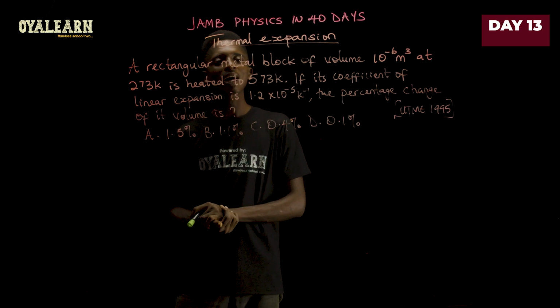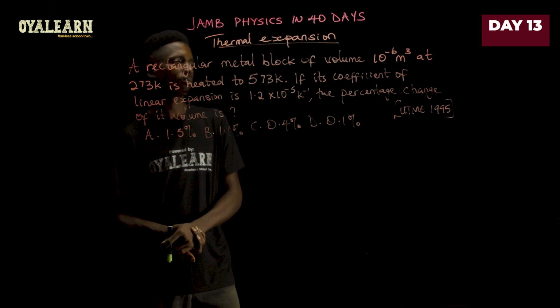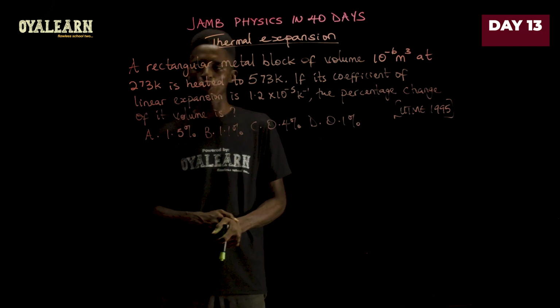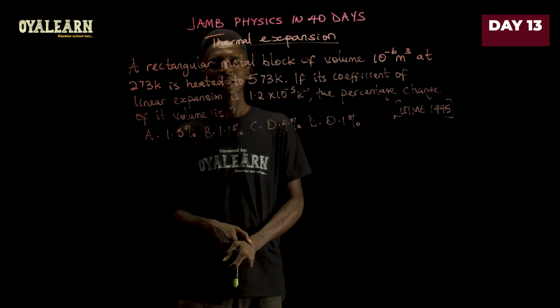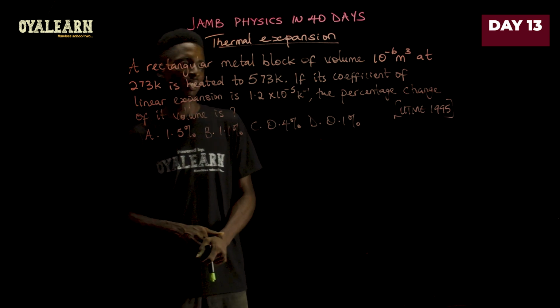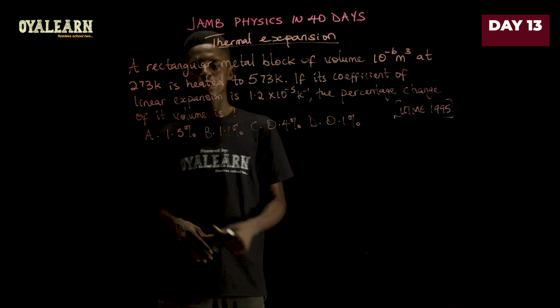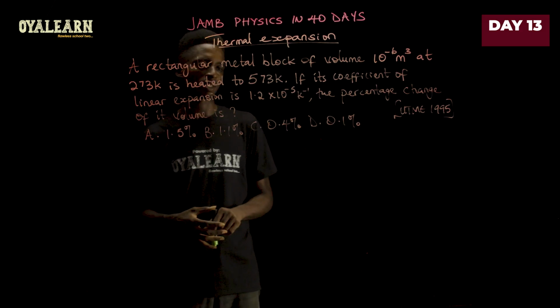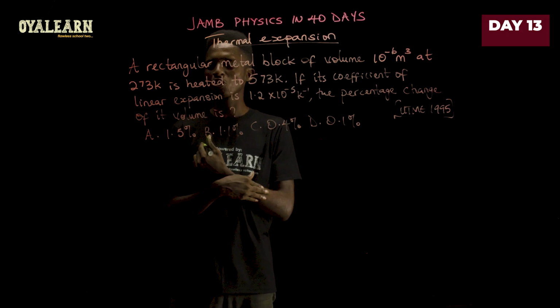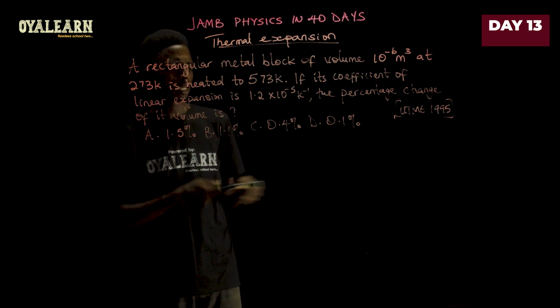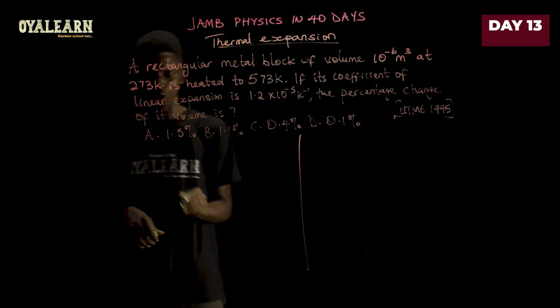A rectangular metal block of volume 10 to the power of negative 6 meter cube at 273 Kelvin is heated to 573 Kelvin. Now, if its coefficient of linear expansion is 1.2 times 10 raised to the power minus 5 per Kelvin, the percentage change in its volume is, so first we need to find the change in volume.